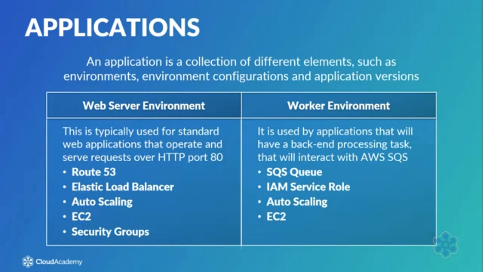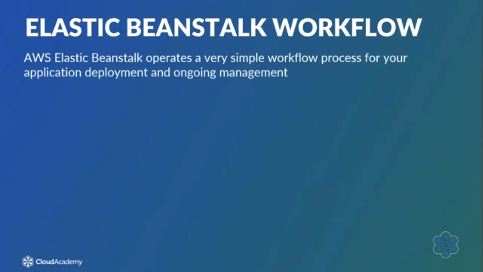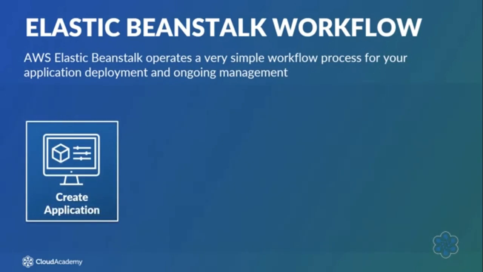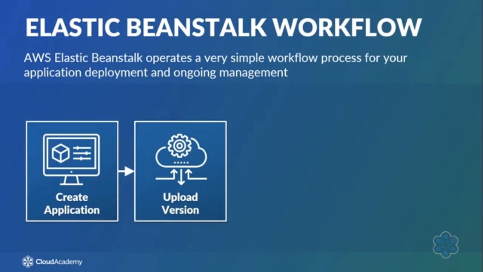Now you are aware of some of the terminology and components, we can look at how AWS Elastic Beanstalk operates a very simple workflow process for your application deployment and ongoing management, which can be defined in 4 simple steps. Firstly, you create an application. Next, you must upload your application version of the application to Elastic Beanstalk, along with some additional configuration information regarding the application itself. This creates the environment configuration.